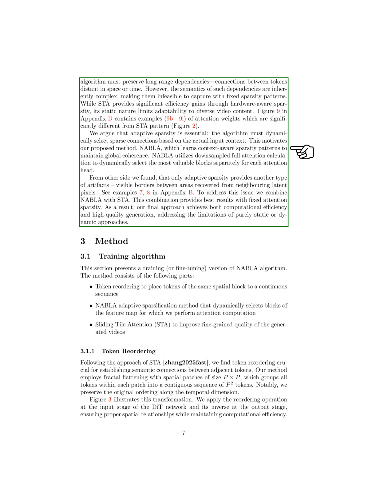To address these challenges, we propose NABLA, which learns context-aware sparsity patterns to ensure global coherence. NABLA uses downsampled full attention to dynamically select the most valuable blocks for each attention head. However, we also found that adaptive sparsity can introduce artifacts, such as visible borders between areas recovered from neighboring pixels. To mitigate this, we combine NABLA with STA, achieving a balance between computational efficiency and high-quality generation, thus addressing the limitations of both static and dynamic approaches.